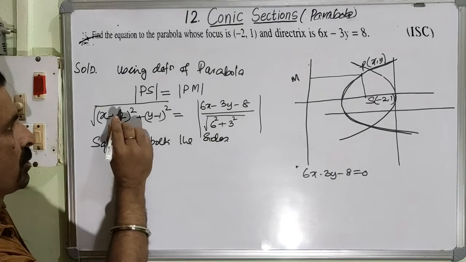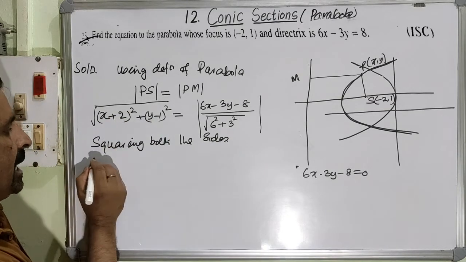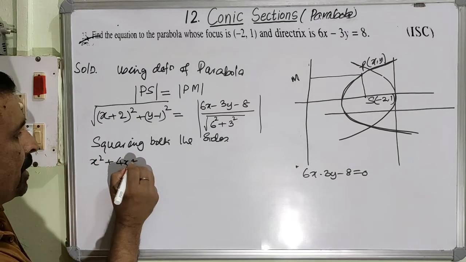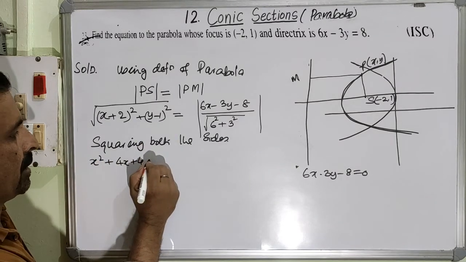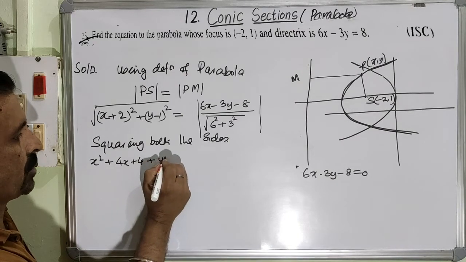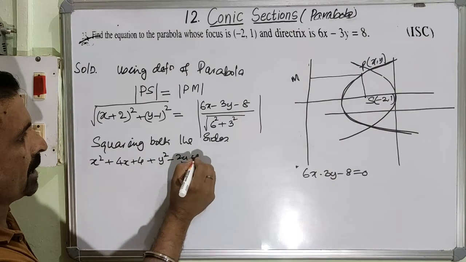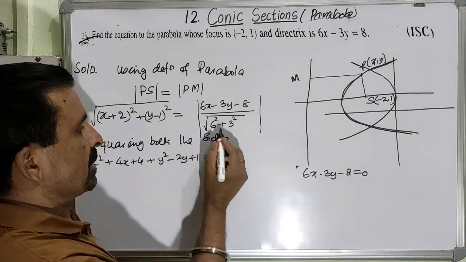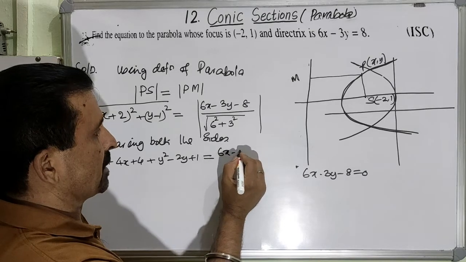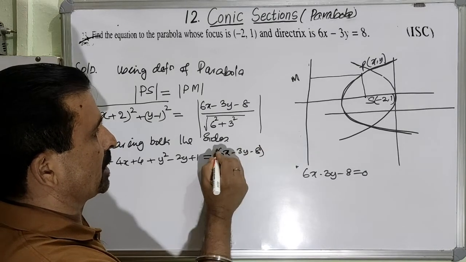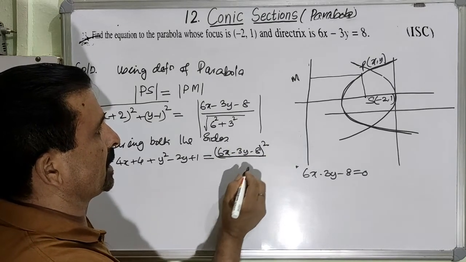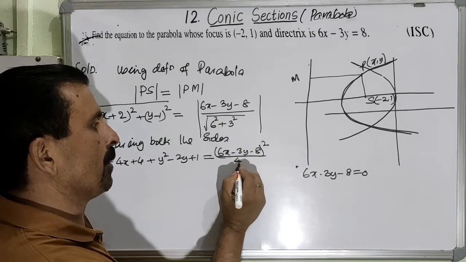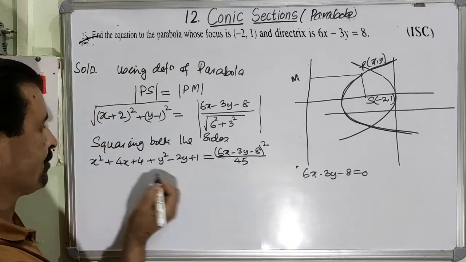Squaring both the sides, the square root sign will disappear, and we expand x plus 2 whole square. So this will be x square plus 4x plus 4, then y minus 1 whole square will be y square minus 2y plus 1. And on the right hand side, when you are squaring, this will turn into 6x minus 3y minus 8 whole square, and in the denominator the square root sign will disappear. So 36 plus 9 will become 45.